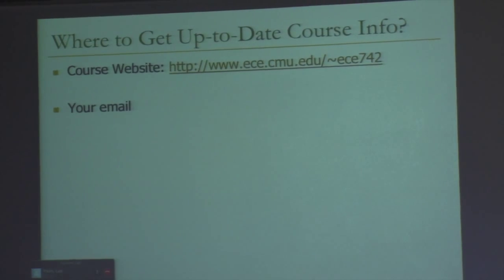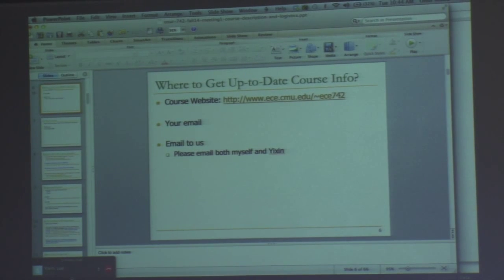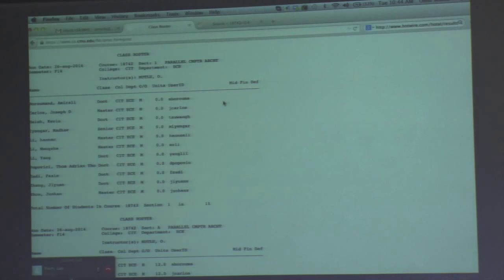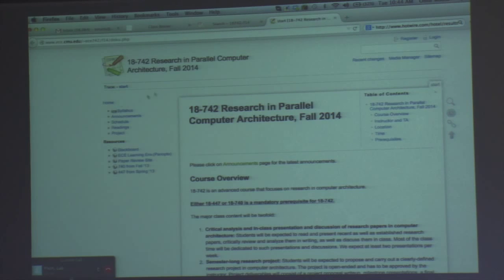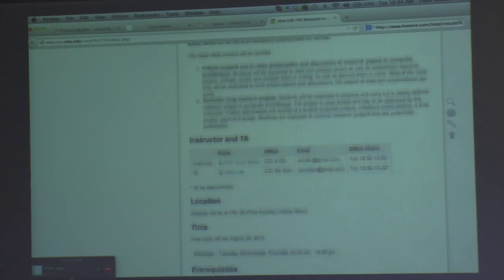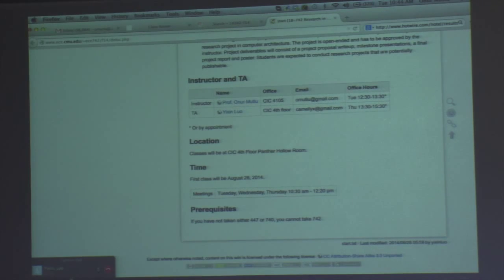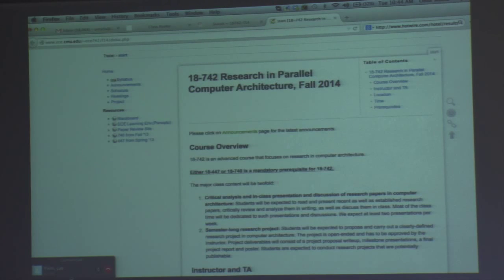OK, course website. Let's go to that, actually, since many of you have not been there. You can find pretty much everything on the course website. And just like in the previous courses that you've taken from me, everything will be on the course website, but it's already up. You can reach it from my website, and we'll get back to this also.